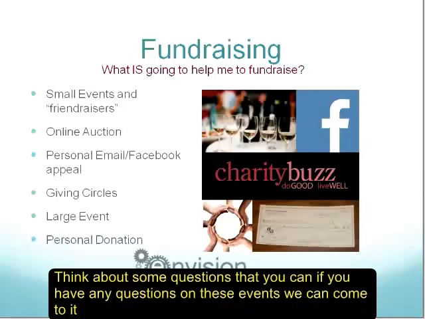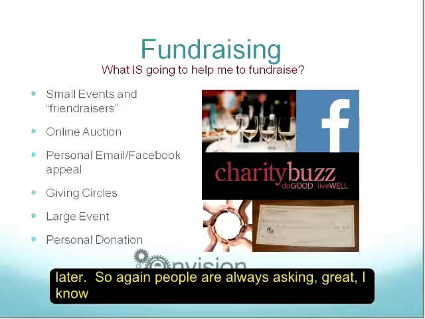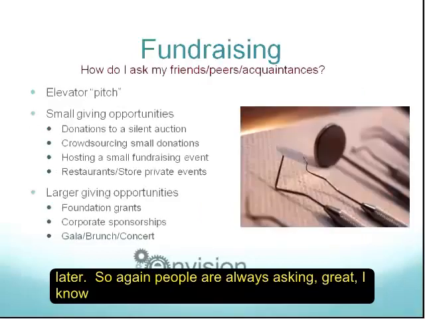So these are ways that can help you fundraise, and since this isn't working in terms of having you guys talk during this presentation, think about some questions. If you have any questions on these events, then we can come to it later.